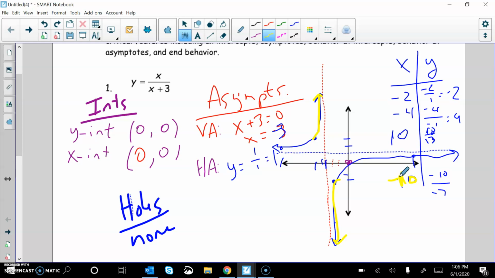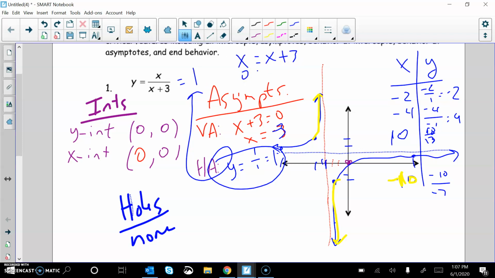A few other things. One more bit of information. Your horizontal asymptote, will the graph cross it? Not in this section, but it is possible. And to determine that, you would set it equal to that horizontal asymptote, and you would try to solve for x. This one, if you try to solve for x, you would get 0 equal to 3, which is not true. So our assumption here is false. So it would never cross the horizontal asymptote because of that.